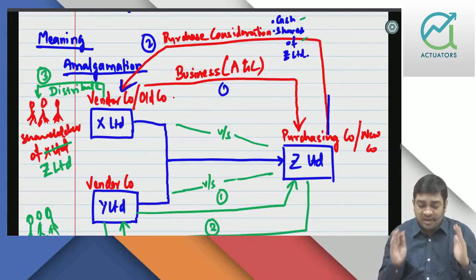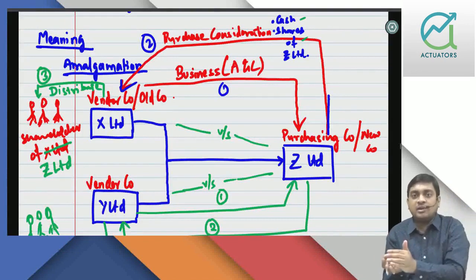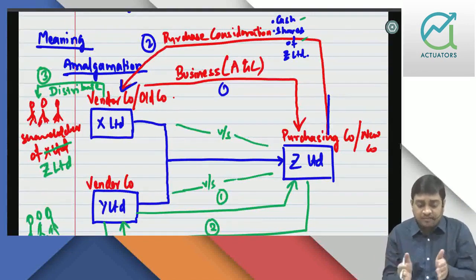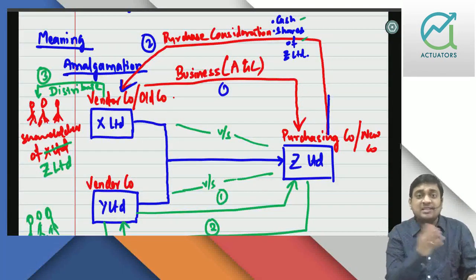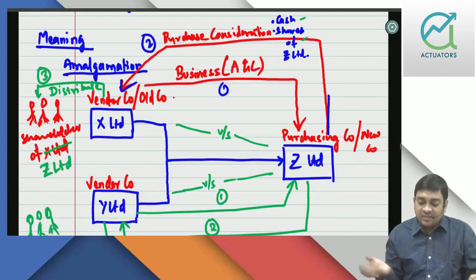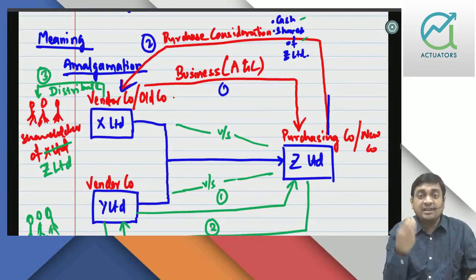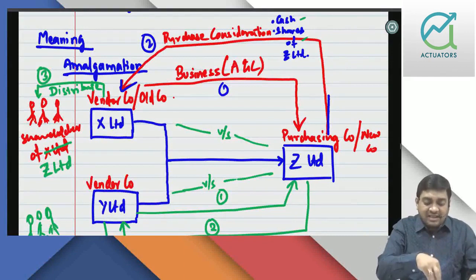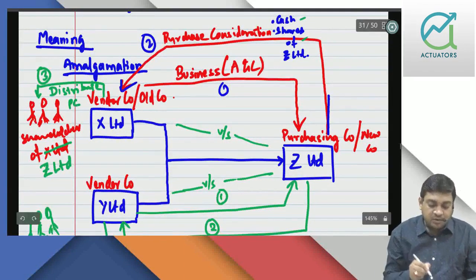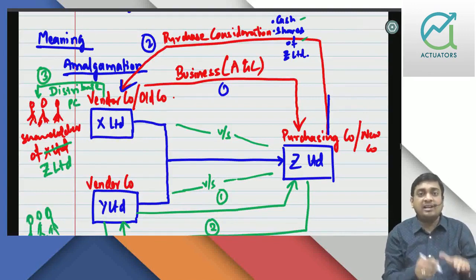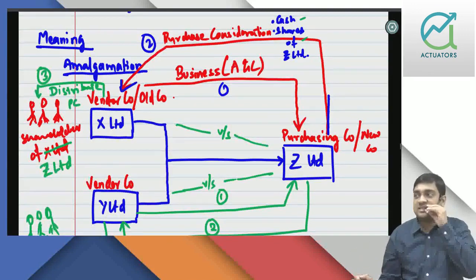So this is the meaning of the term amalgamation. Two or more companies come together and form a new company. So when you do accounting, you have to think on an individual basis. Old company will transfer its business. Business transfer means assets and liabilities transferred. In lieu of that, new company will give shares or cash in consideration to old company. And that consideration, old company will distribute to the shareholders of old company. Automatically, shareholders of old company will now become the shareholders of new company, that is purchasing company.